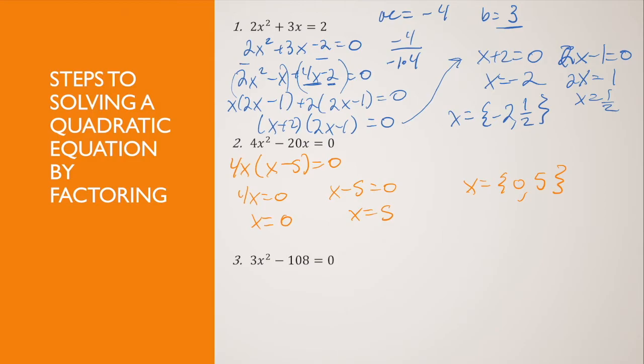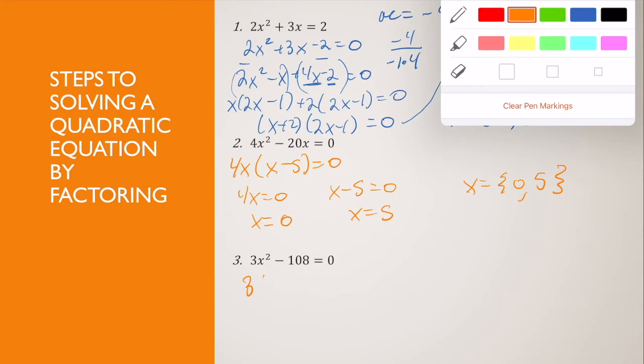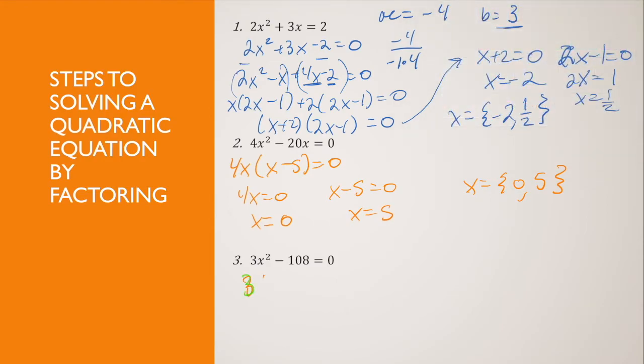For problem 3, again, let's pull out the greatest common factor. The greatest common factor of 3 and 108 is 3. So I have 3, let me change colors, 3 times x squared minus 36 equals 0. This is one of those special factors. It's the product of a sum and a difference. So I have 3 times x plus 6 times x minus 6.